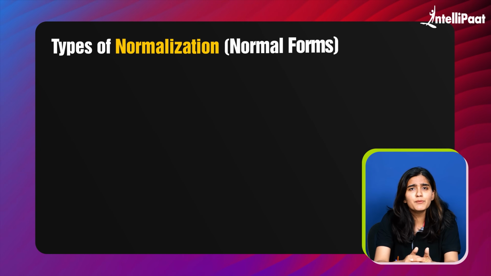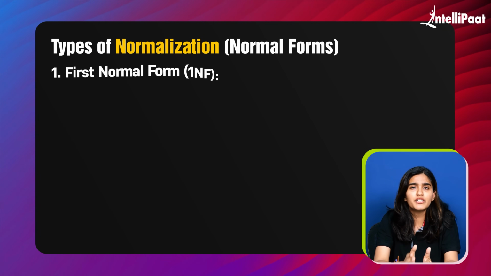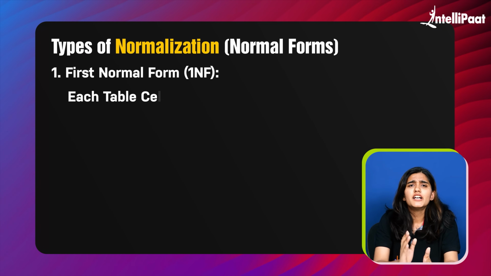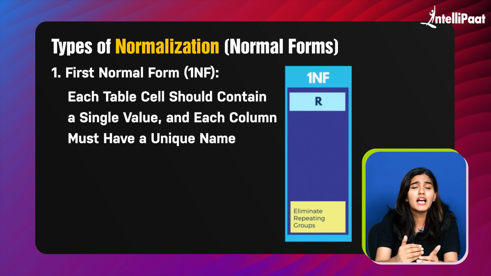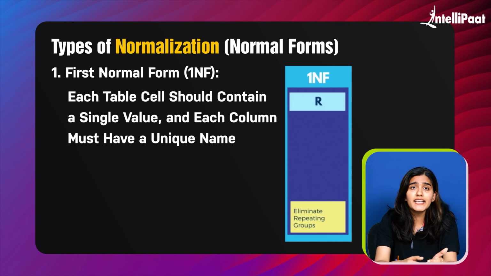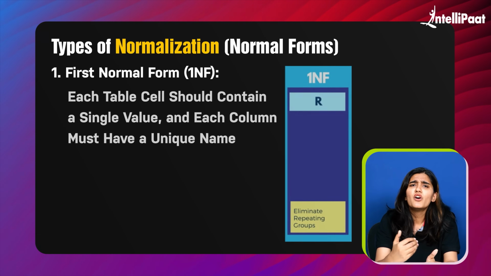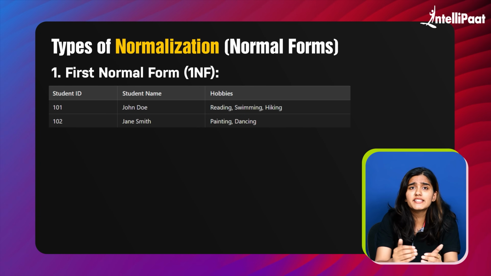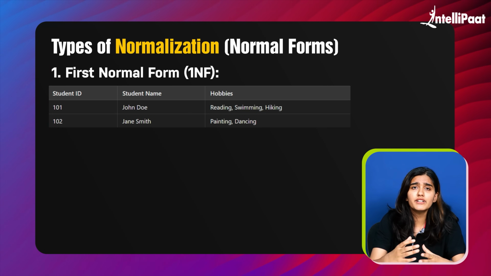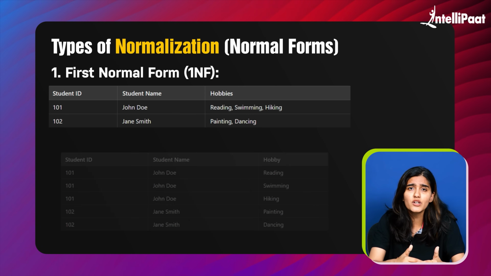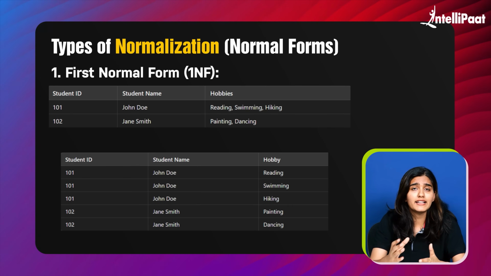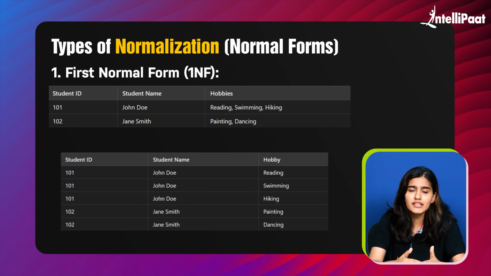Now talking about types of normalization, starting off with the first normal form or 1NF. So each table cell should contain a single value and each column must have a unique name. This ensures that no duplicate values are present, and it simplifies data retrieval. For example, if you have a table with student information, each one of us has more than one hobby, right? Then instead of listing hobbies in one row, they should be in separate rows rather than listed together, like you can see on the screen.